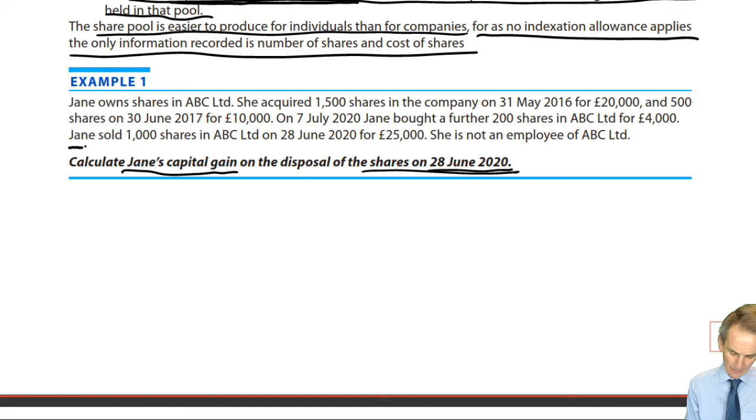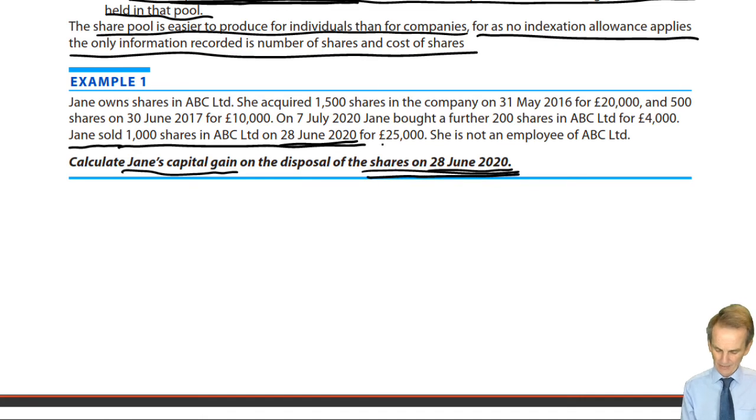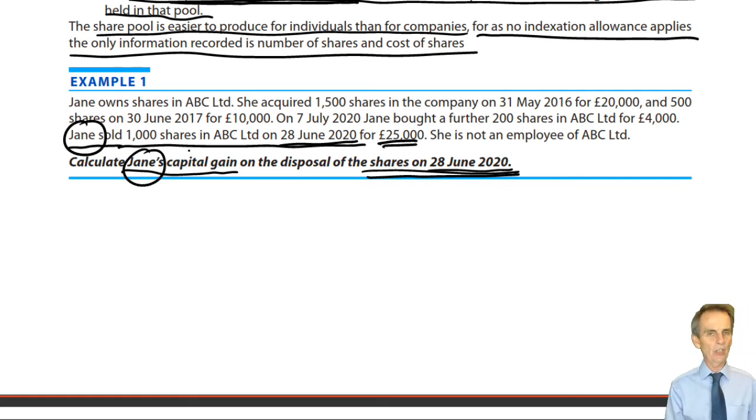So we were told here in the question, not at the beginning but towards the end, that Jane sold 1,000 shares in ABC Limited on the 28th of June 2020. This is the disposal that we've now got to deal with, and those shares were sold for £25,000. Reading it as an objective testing question, we have now discovered that we're dealing with an individual, Jane, so we're talking CGT, not corporation tax. It's not Jane Limited, it's Jane, an individual. And it's a disposal of the shares. So it's the share identification rules.